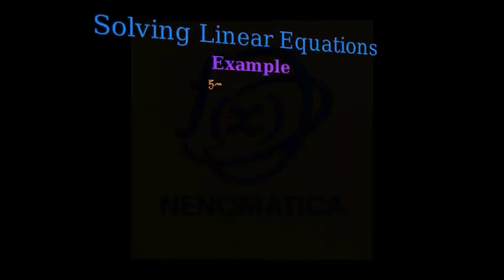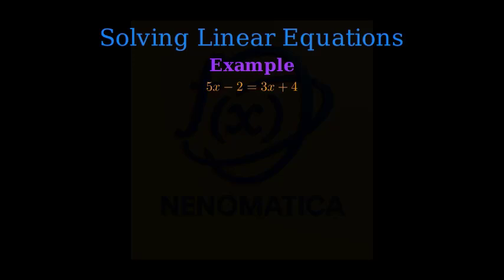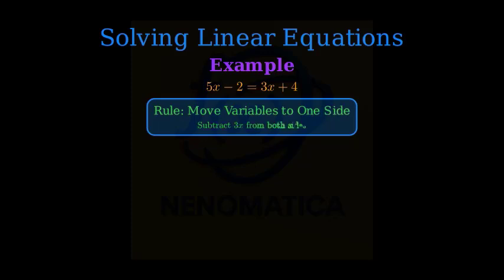We have the equation 5x minus 2 equals 3x plus 4. Our first step is to move all terms with the variable x to the left side of the equation and all constant terms to the right side. To do this, we'll subtract 3x from both sides of the equation. This gives us 5x minus 3x equals 4 plus 2.